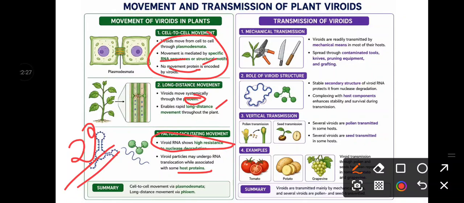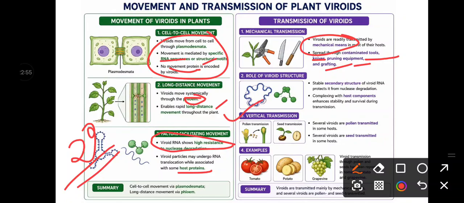Next, about the transmission of viroid. Generally viroids are transmitted by mechanical means. No vector is involved like the viruses. No insect vector, no fungal vector, no nematode, nothing. Just by mechanical transmission, it transmits from one host to another host. So by contaminated tool or knife or pruning equipment or by grafting, it transmits from one host to another host.